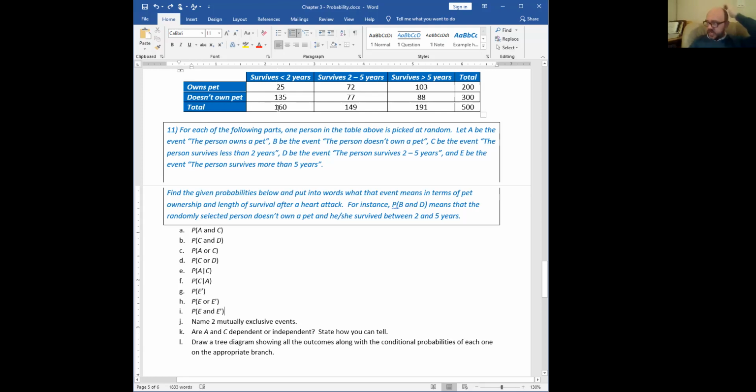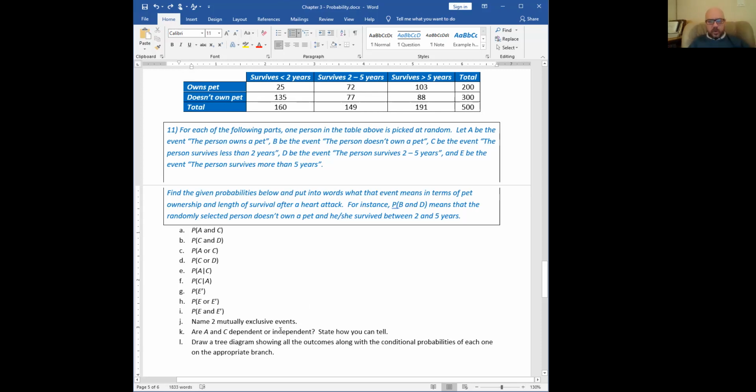That's like, what is that? Like an eighth? No, it's not quite an eighth. It's like a sixth, something around there, 6th or 7th. So about, let's say 18%, something like that. So 25 out of 160 versus 200 out of 500 are not the same fraction. So A and C are dependent events because probability of A is not the same as the probability of A given C. So in other words, if someone survived less than 2 years, the probability that they owned a pet was very different than just the probability of owning a pet in general.